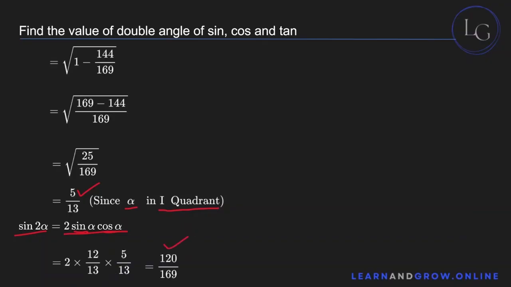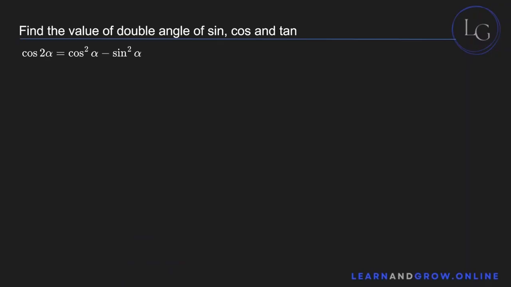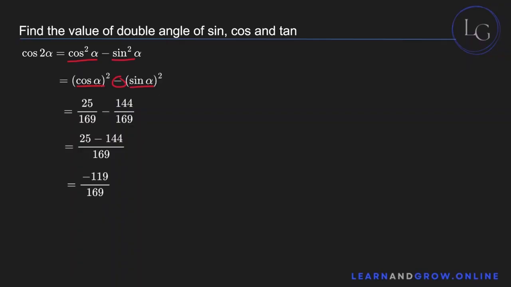Fairly simple. Now cos 2 alpha, that's equal to cos square alpha minus sine square alpha. And we already found out what cos alpha is, and we already know what sine alpha is. So just take the squares of both and subtract them. Simple. You get minus 119 over 169.